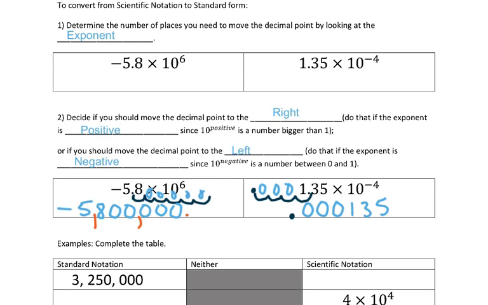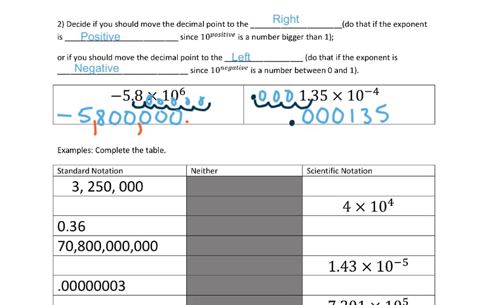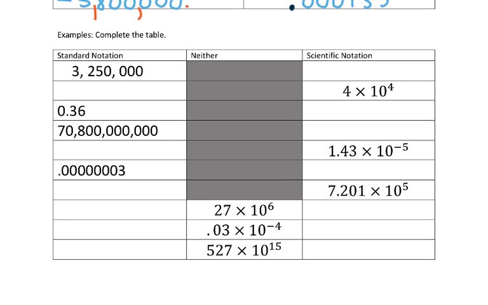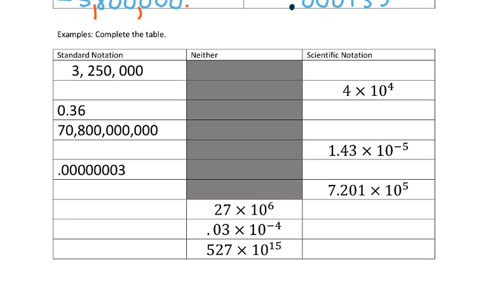Now we're going to do some examples, and the first few are exactly like the ones that we just did. Alright, so this first one, we're going to put our decimal point after the first non-zero digit. Then I have to find out how many times I move the decimal point. So I have 3.25. I don't have to write all the zeros that come at the end.